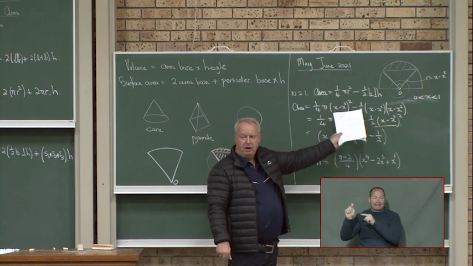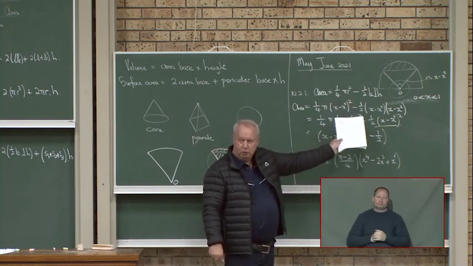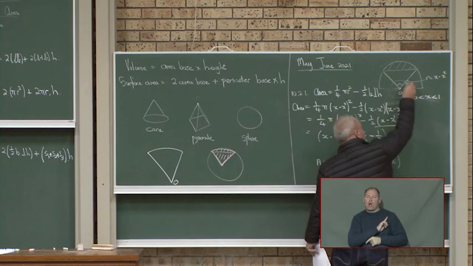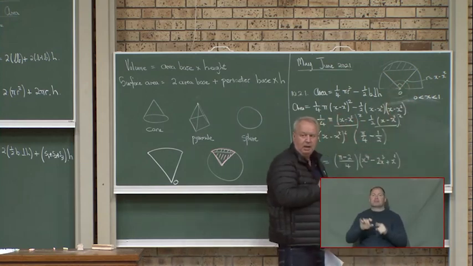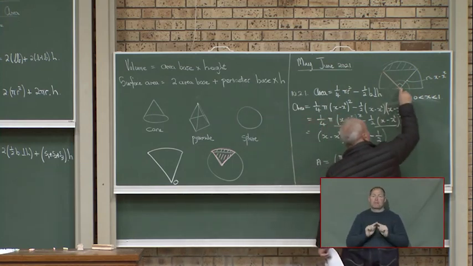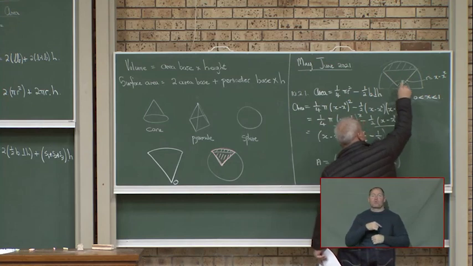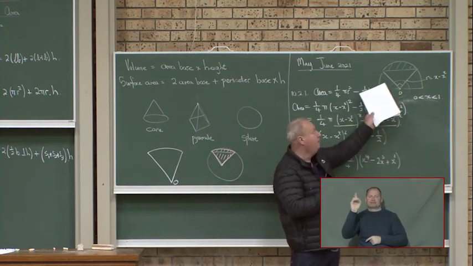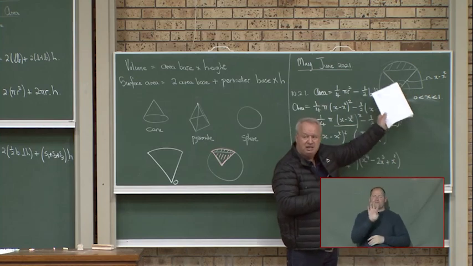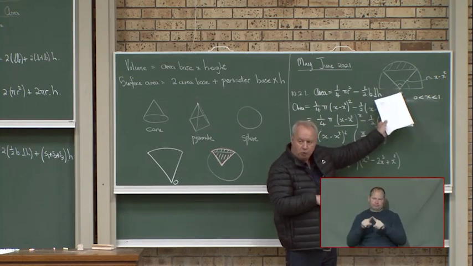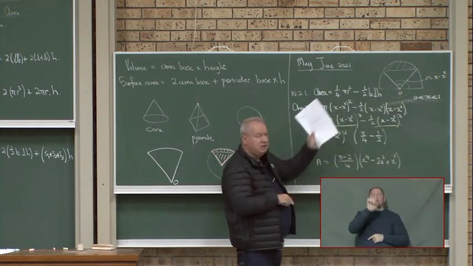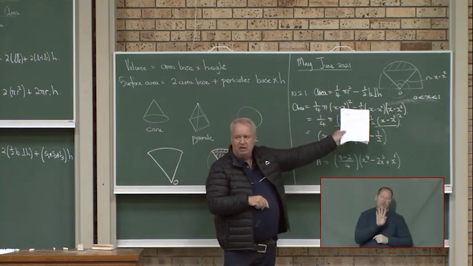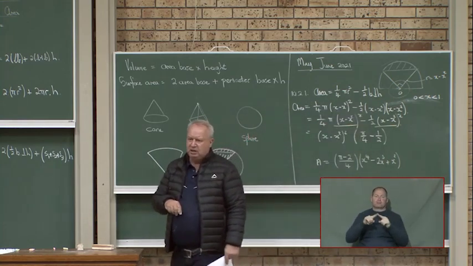A quarter pi r squared, a quarter of a circle. Why is it a quarter of the circle? A circle, the full revolution is 360. But the circle is only drawn for 90 degrees of 360. So I'm representing a quarter of a circle. This sector is a quarter of a circle. So it's a quarter pi r squared. And the area of a triangle is half base times perpendicular height.